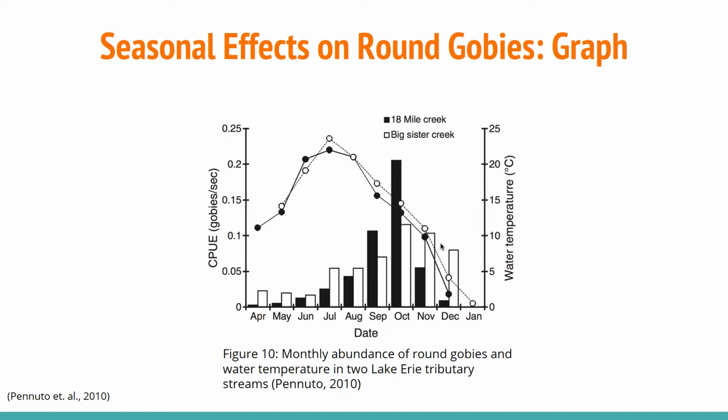The monthly catch per unit effort of round gobies in 18 Mile Creek was double the maximum value in Big Sister Creek. In both streams, the population of round gobies was maximized in October. However, values decreased when temperatures hit 15 degrees Celsius in 18 Mile Creek, but in Big Sister Creek, they did not decline until 5 degrees Celsius.